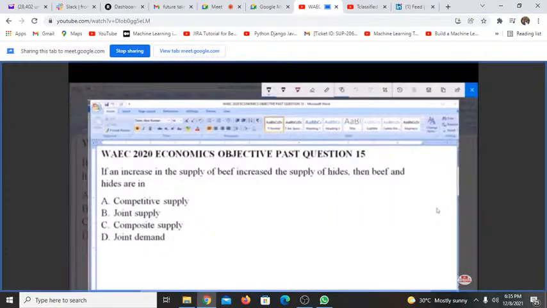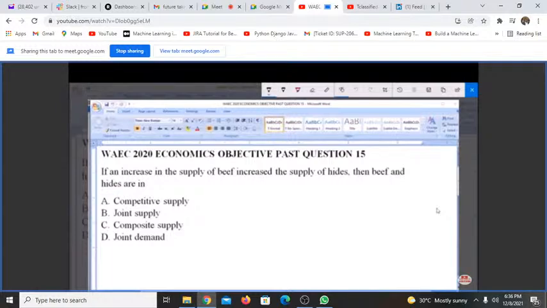Hello and welcome. I will be answering WAEC 2020 Economics Objective Past Question 15. If an increase in the supply of beef increased the supply of hides, then beef and hides are in A, competitive supply, B, joint supply, C, composite supply, D, joint demand.